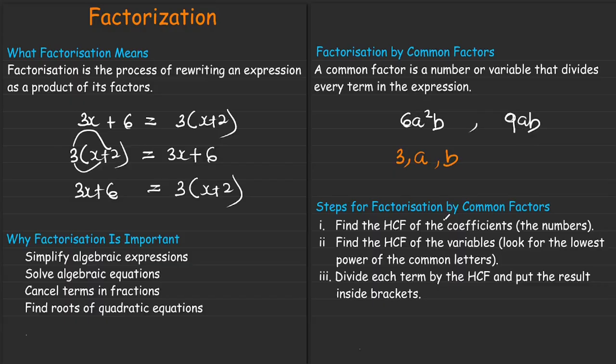If you are able to get your highest common factor, both of the coefficients and the variables, you now factor it out and divide each and every term by the highest common factor and put your result inside the bracket. Let's solve some examples so we actually see how these steps work.